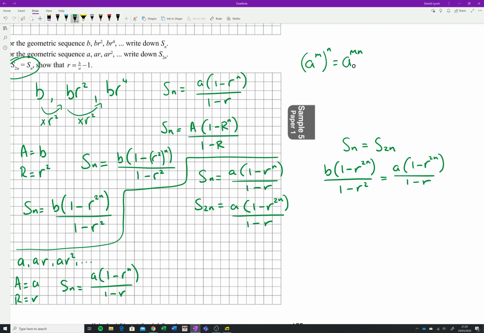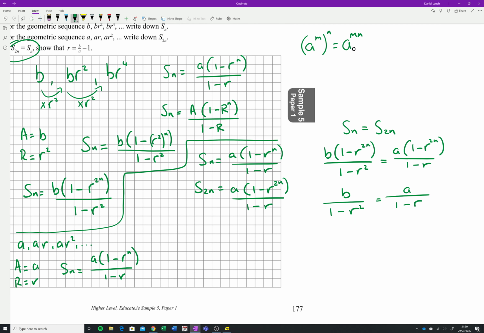First thing you might want to do is divide both sides by 1 minus r to the 2n. So we just get B over 1 minus r squared is equal to A over 1 minus r. Here's what the real trick is. The real trick is to notice about 1 minus r squared that it is a particular thing. So if you didn't get it from there, pause it here, you still have a chance to get this right. You can write that in a particular way that's going to be helpful.